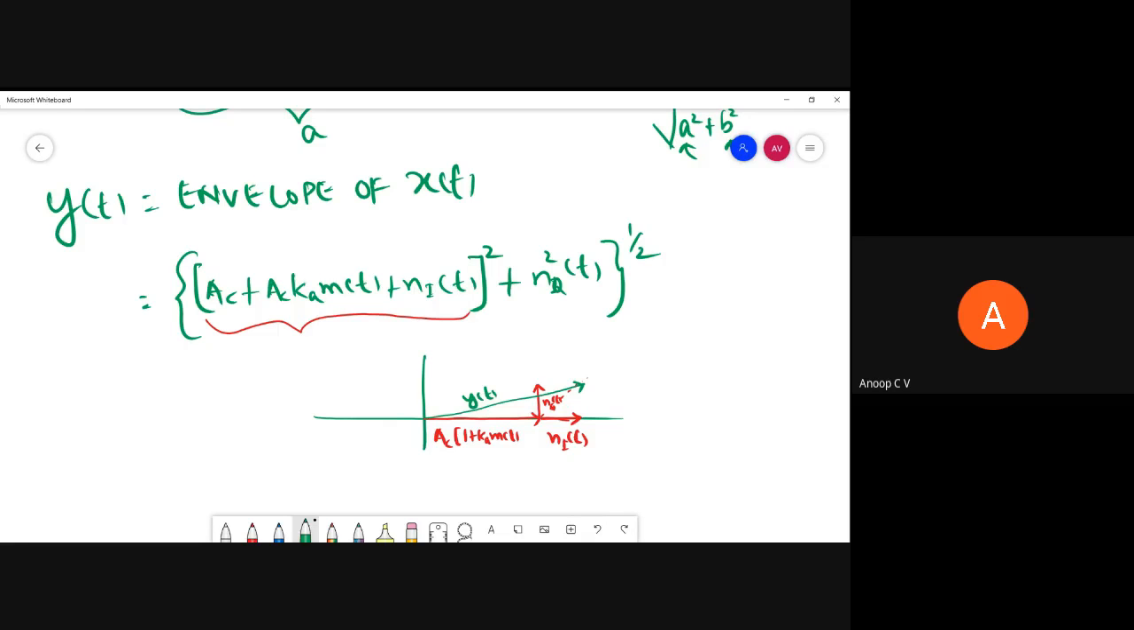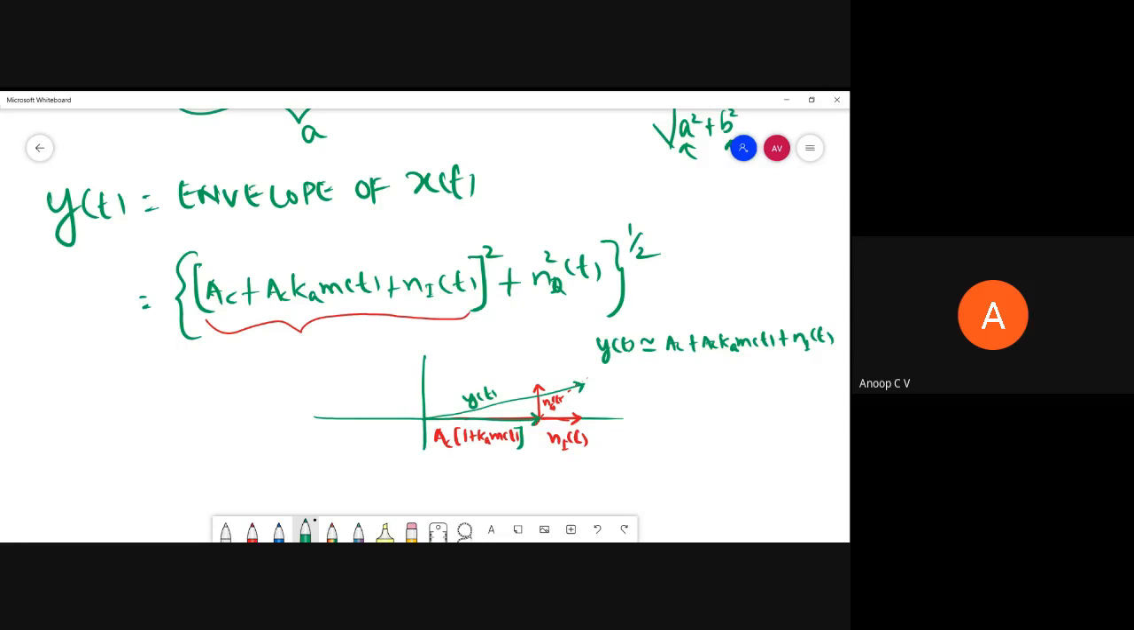So you can see here this Ac into 1 plus km of t is very large compared to our noise, right? So the resultant y of t, with Ac into 1 plus km of t, I can write y of t as almost equal to, can be approximated as Ac plus Ac km of t, maybe plus ni of t, right?